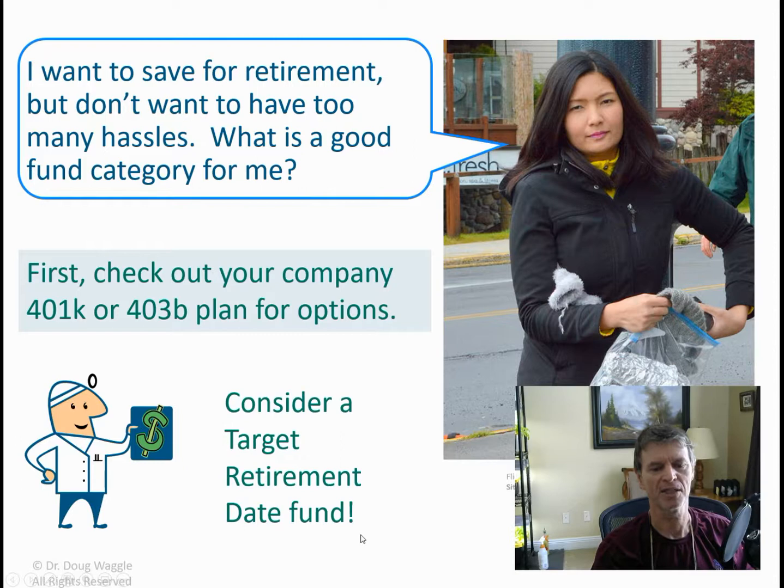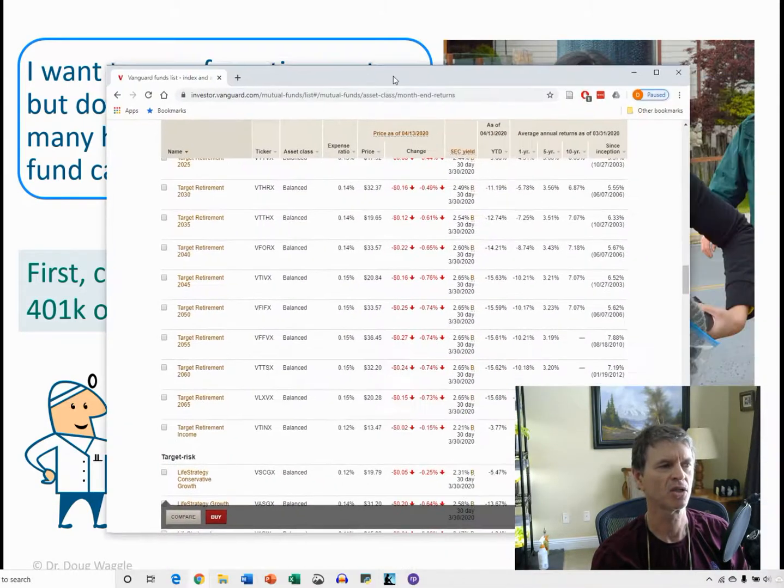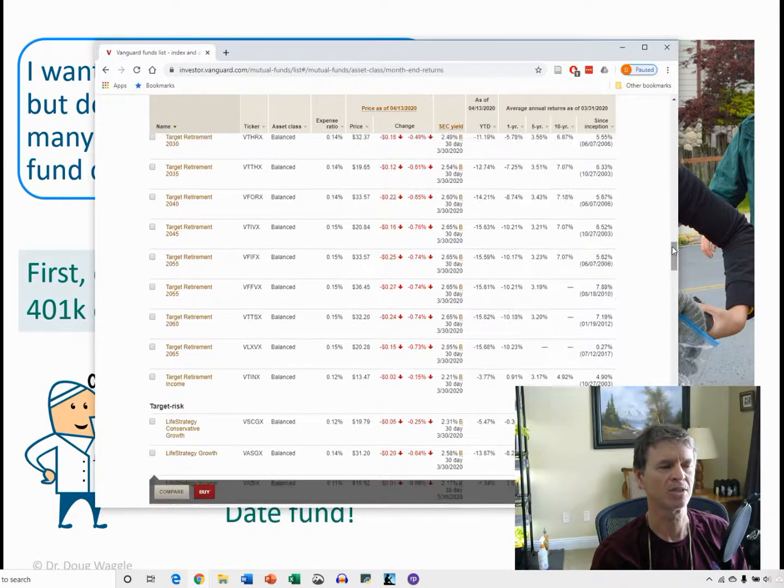But what type of plan would I like? A target retirement date fund. What these do is you pick your target retirement date. I had my Vanguard fund open. So yes, you pick your target retirement date. This is 2020, and let's say you're planning to retire in about 45 years. This is so you don't have to worry about it. You've got somebody else taking care of it and you don't have to make any decisions. You just put your money in the Target 2065 retirement date fund.